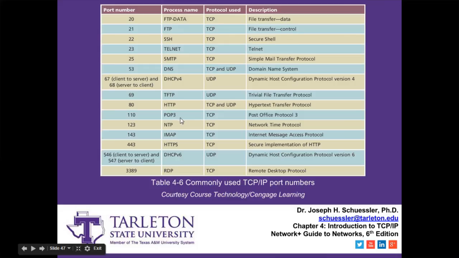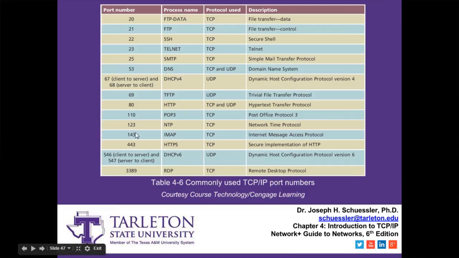HTTP is port 80. POP3 is another mail protocol and operates on port 110. For time, NTP is on port 123. IMAP's another mail protocol on port 143. And then HTTPS on port 443.